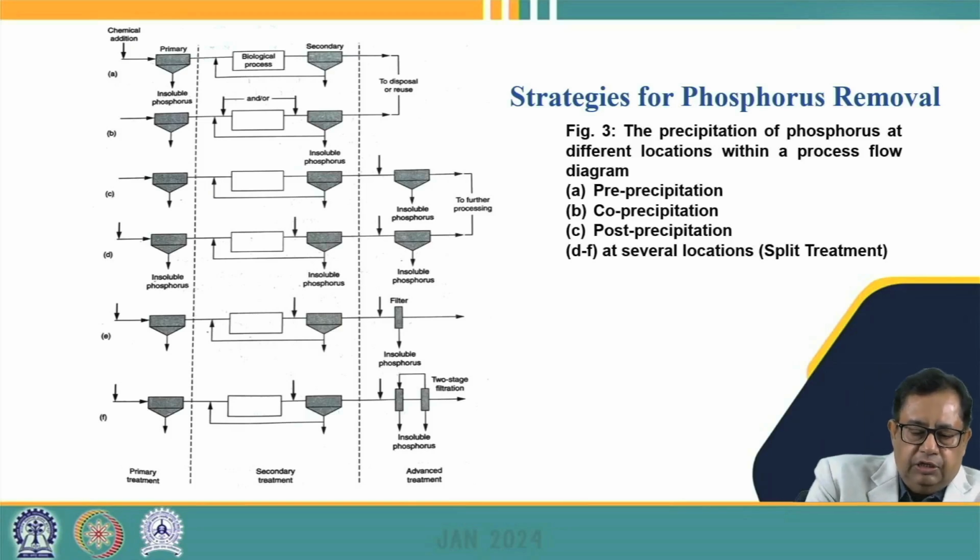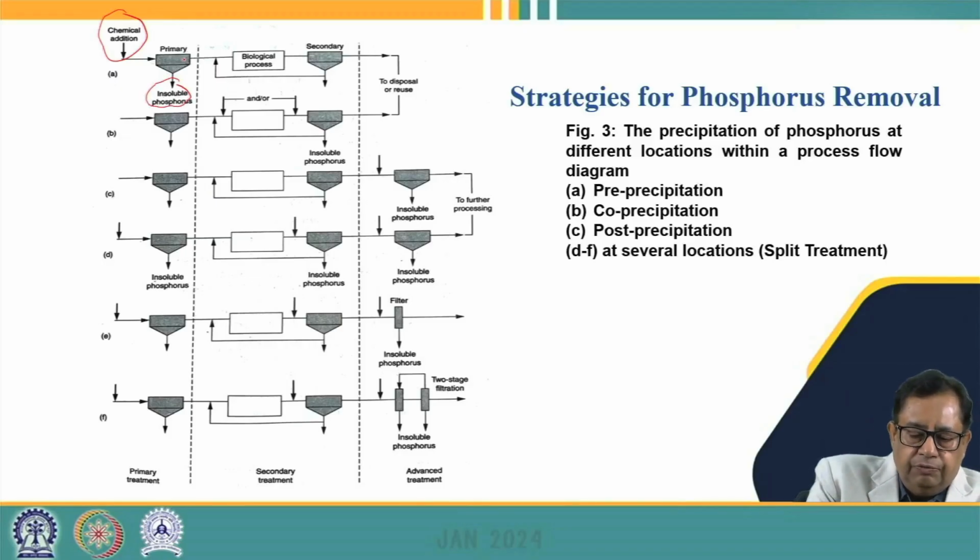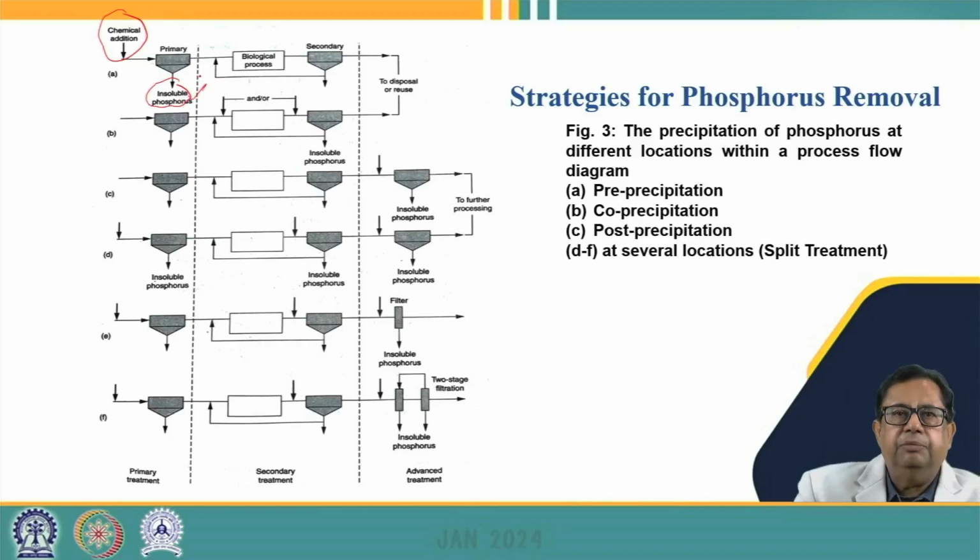So we can see here that figure A is showing that the chemical addition is being done in the raw wastewater, and the primary sedimentation tank is used for the precipitation of the phosphate, and the insoluble phosphate comes out from the primary sedimentation tank sludge. Figure B is showing that the chemicals can be added before or after the aeration tank in the activated sludge process, and this is known as the co-precipitation method, right?